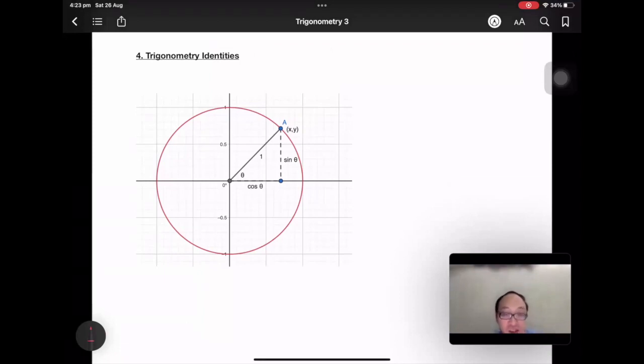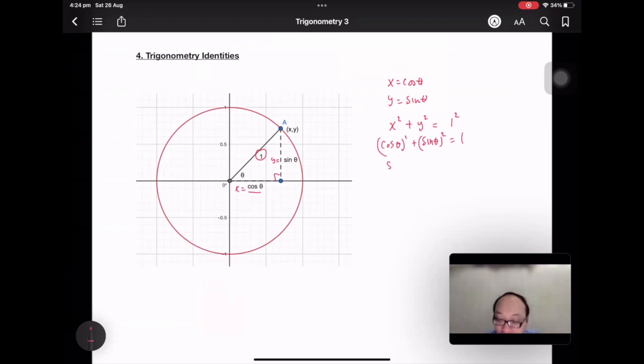Next is trigonometry identities. So using this unit circle, we have x as cos theta and y as sine theta. Using the Pythagorean theorem, since this is a right angle triangle, x squared plus y squared equals 1 squared. The hypotenuse is 1 here. So if we replace, this will be cos theta squared plus sine theta squared equals 1.